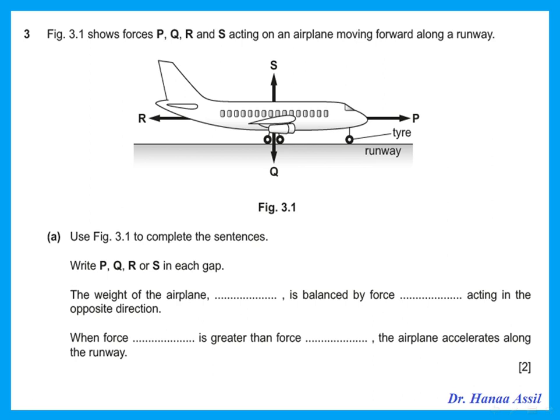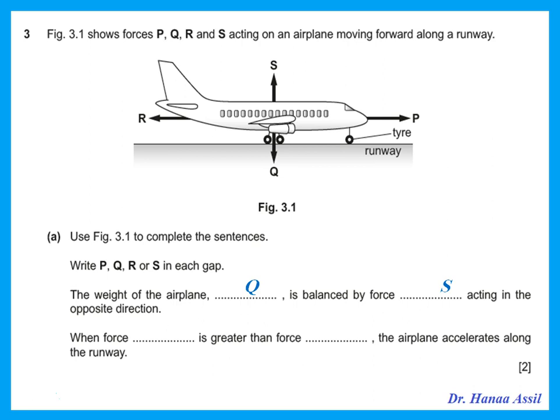Remember that the weight is the force due to gravity. So the weight here is Q. It is balanced by what force acting in the opposite direction? Of course, if we say Q is the weight, where is the force acting in the opposite direction? That is S. Now, which force is greater than which force to cause the airplane to accelerate along the runway?